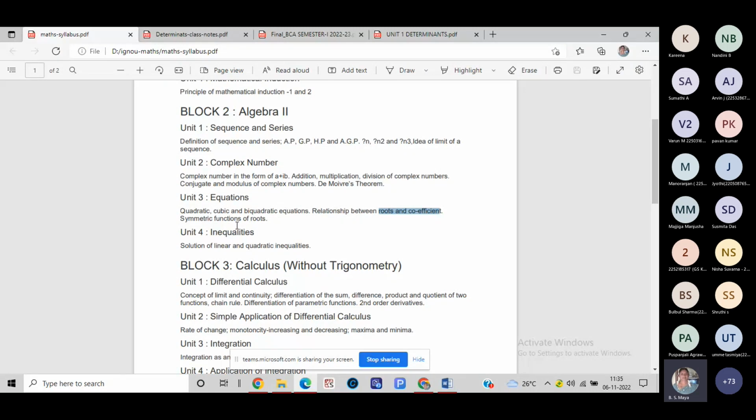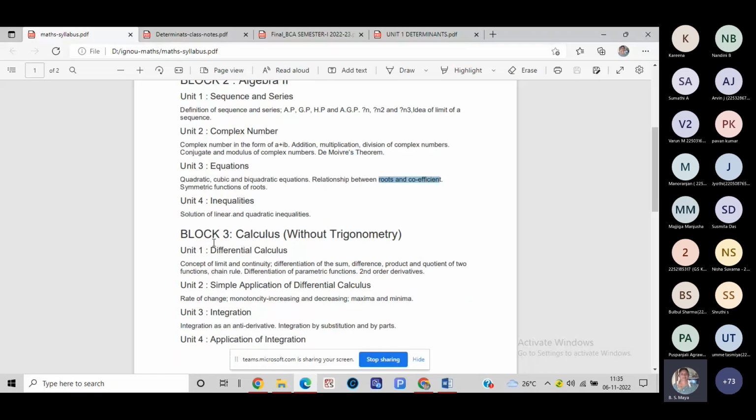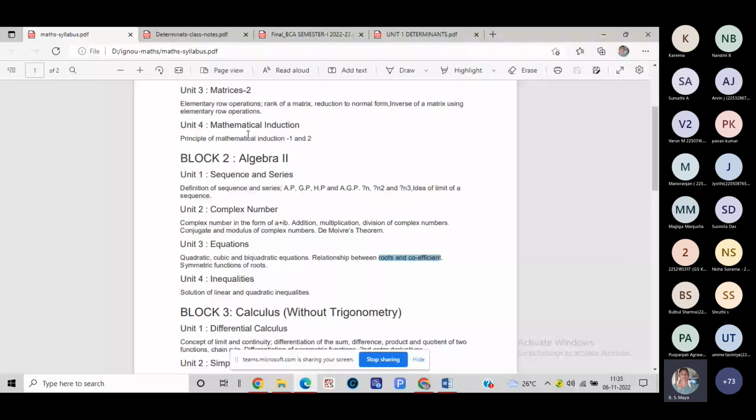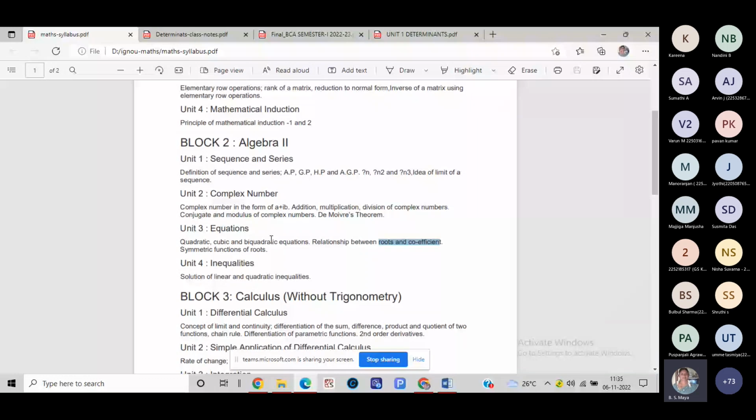Then we go to inequalities. In inequalities, we have linear and quadratic inequalities. What is the relationship between linear equations, and what is the relationship between quadratic equations? That will be learned in unit 4. This is module 1 as block 1, algebra 1 and algebra 2. If you are comfortable with this, you can write the exam for that. I think there are no issues for that.